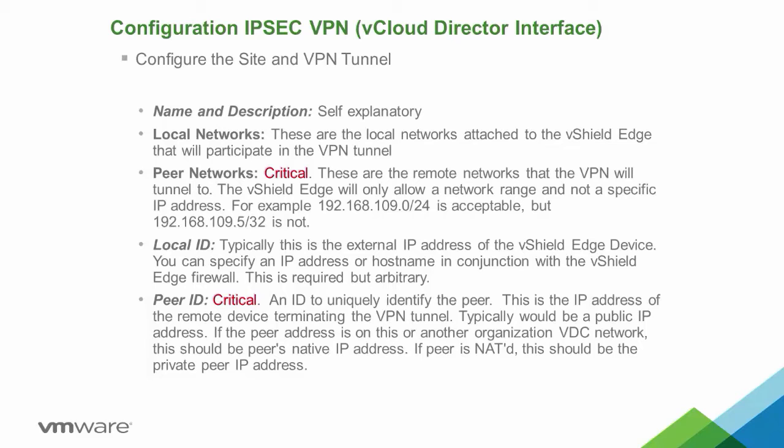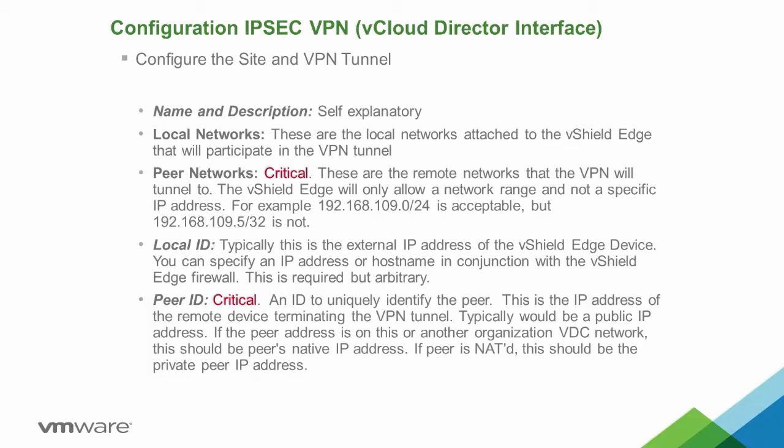Now, the local ID for the vShield Edge is going to be the public IP address that it's using for the VPN tunnel. What's more important is the peer ID and the peer IP. Now, the peer ID is going to be the local address that the peer firewall owns. So if that firewall owns its own public address, then the peer ID will be its public address.